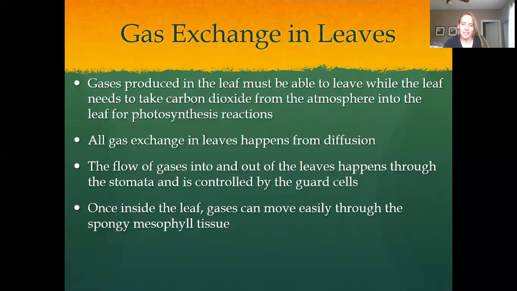And then the opposite is true for carbon dioxide. Because the carbon dioxide in the leaf is constantly being used up, the concentration of carbon dioxide in the leaf is very low. And so the carbon dioxide moves from the higher concentration area of the atmosphere and diffuses to the lower concentration area inside the leaf. Again, all of that gas exchange is controlled by the guard cells opening or closing the stoma, and then the gases move through the spongy mesophyll to the palisade mesophyll where the chloroplast is.